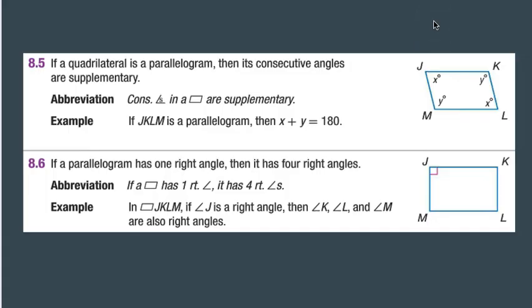If a quadrilateral is a parallelogram, then its consecutive angles are supplementary. And we also just showed you that. But what we can also see here is angle X and angle Y would be, when you add them up, they would have to be 180 degrees in order for it to be a quadrilateral. If a parallelogram has one right angle, then it has four right angles.